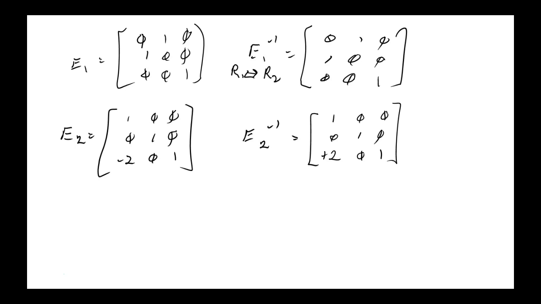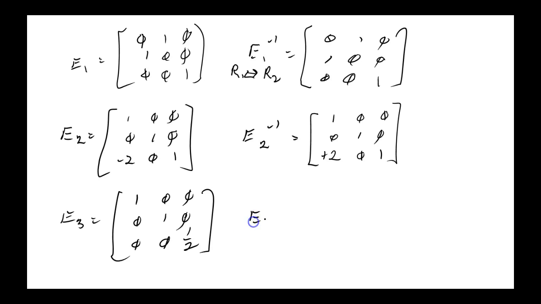And then the next one was E3 that we had before, which was 1, 0, 0, 0, 1, 0, 0, 0, 1 half. What do you reckon its inverse matrix will be? 1, 0, 0, 0, 1, 0, 0, 0, 2. Okay, because if you did this to this one, the first two rows stay exactly the same, and you get 0, 0, double that, and you get 1 again. And you get back to being your identity matrix.